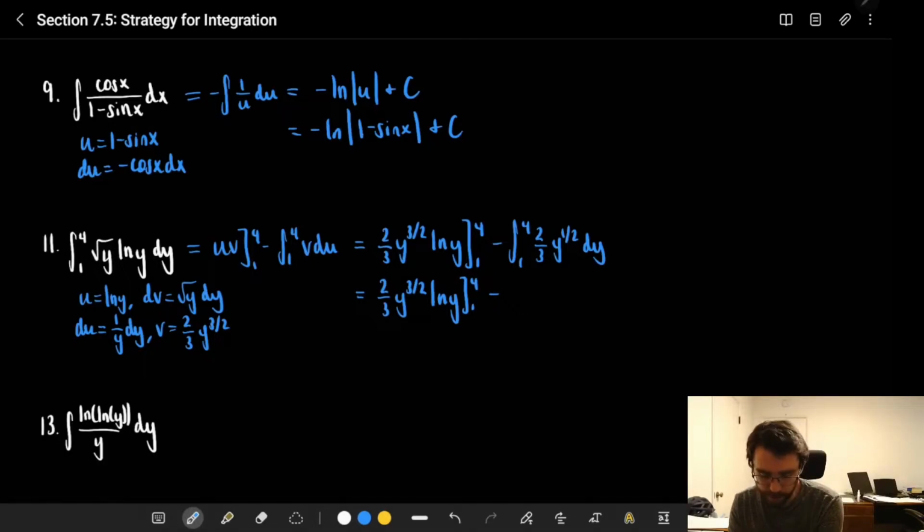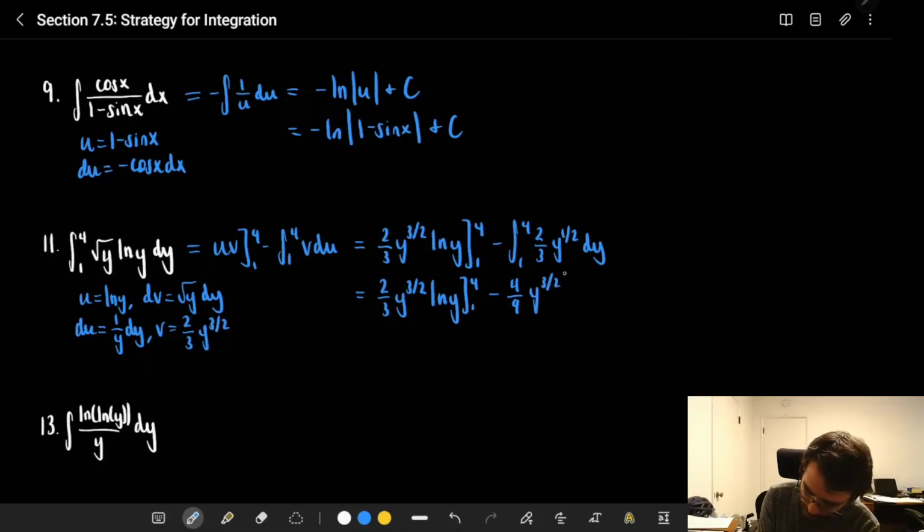Again, that integrates to y to the 3/2 over 3/2. So you get another 2/3. 2/3 times 2/3 is 4/9. And then that's y to the 3/2 with that plugged in. Now we can plug in. Oh, it's going to be ugly.